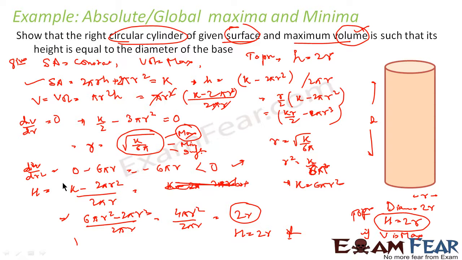Now I had to prove that h is equal to 2r. So I used the formula h equals k minus 2 pi r square by 2 pi r. Now I had everything in r, only the k part was there. So I knew I could write k in terms of r also: k is equal to 6 pi r square. The moment I wrote this and simplified, I got h is equal to 2r.